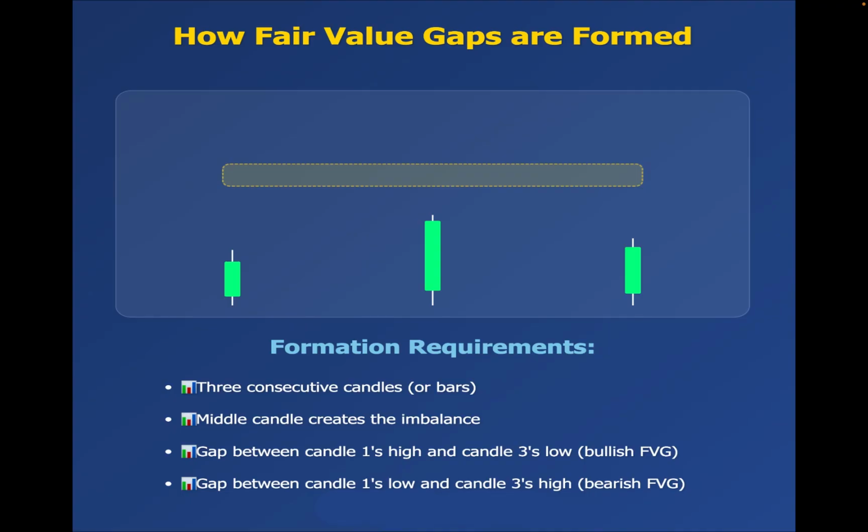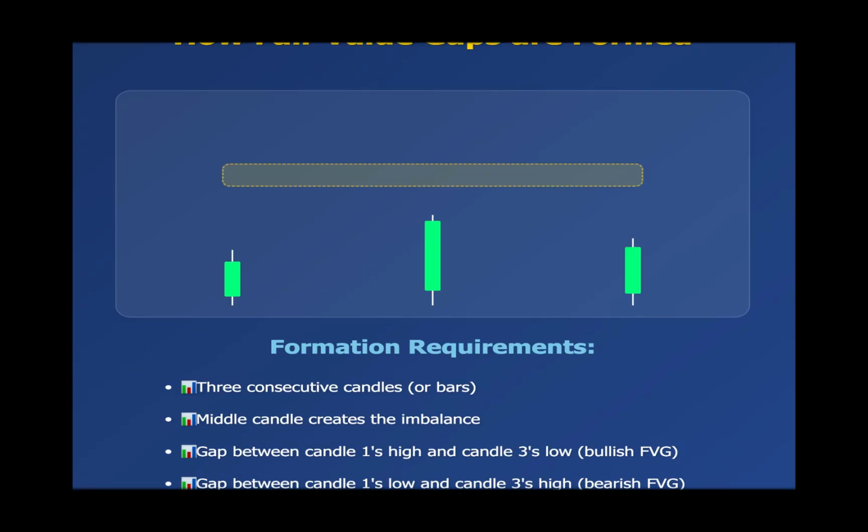Well, how are fair value gaps formed? It's usually comprised of 3 consecutive candlesticks. They are formed when the market leaves a gap in between the first candle's high and the third candle's low in bullish conditions, or between the first candle's low and the third candle's high in bearish conditions.